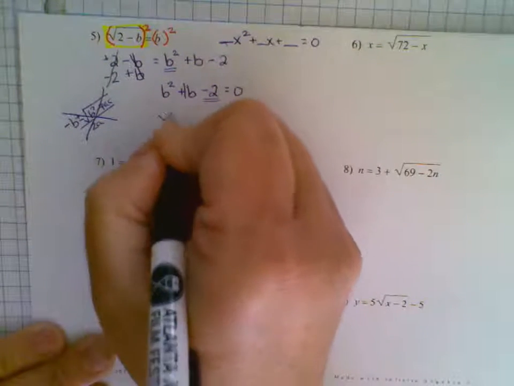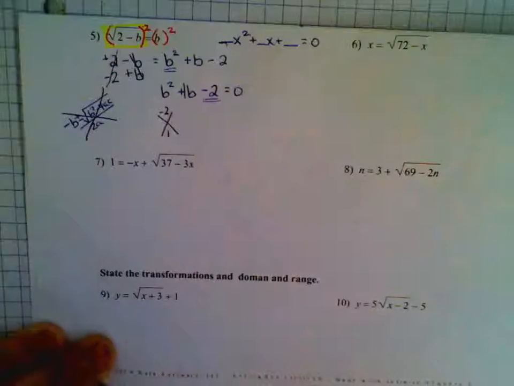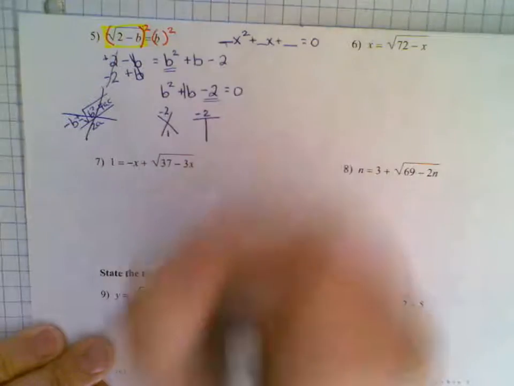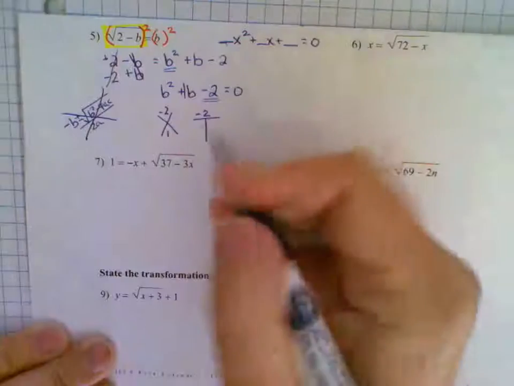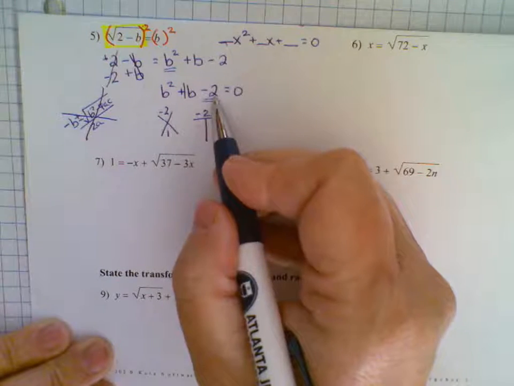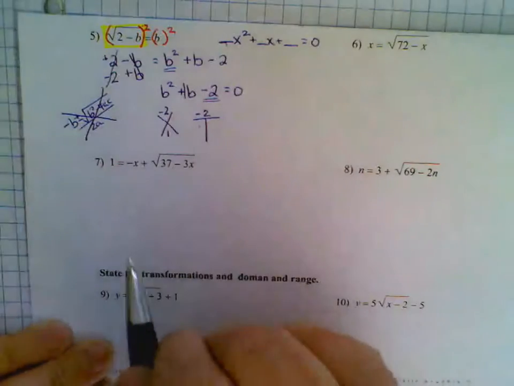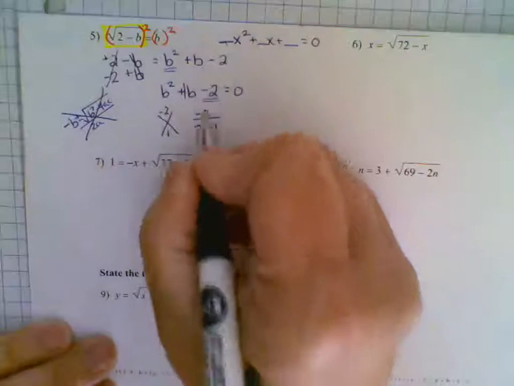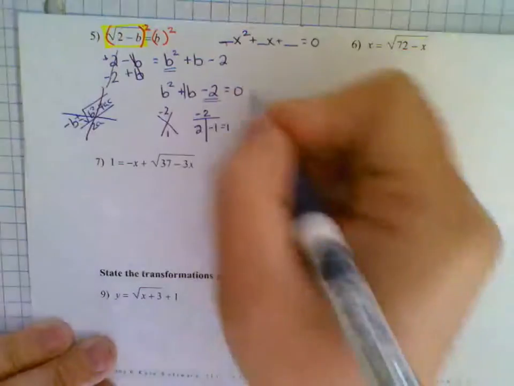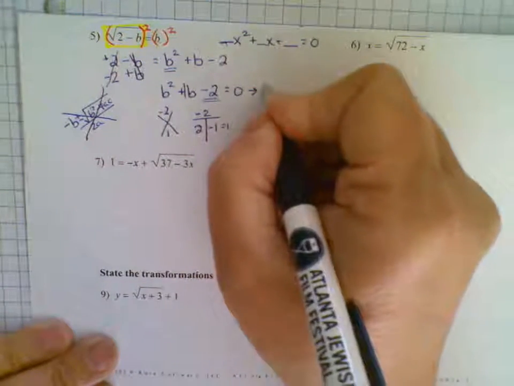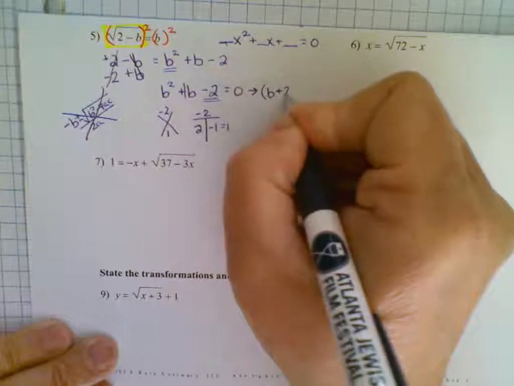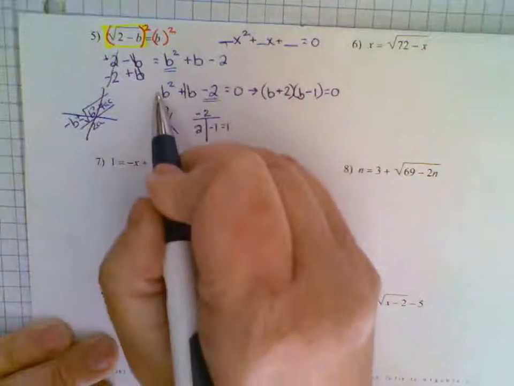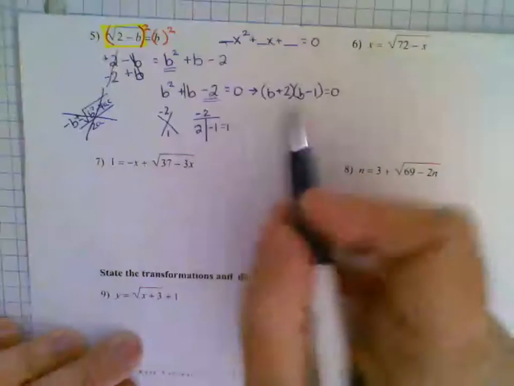So some people set it up like this. That's totally fine. I personally like to set it up using a table because sometimes I wind up having to come up with multiple pairs of numbers that multiply to my last number before I find the one that adds correctly. In this case, though, it's pretty straightforward. This is going to be a 2 and a negative 1. That multiplies to negative 2 and adds to give me 1. So that means this becomes b plus 2 times b minus 1 equals 0. Because I don't have a number here, I don't have to do the area model to factor. I can just pop them right in.